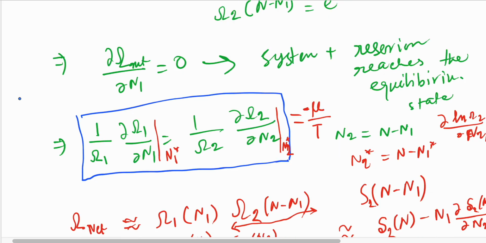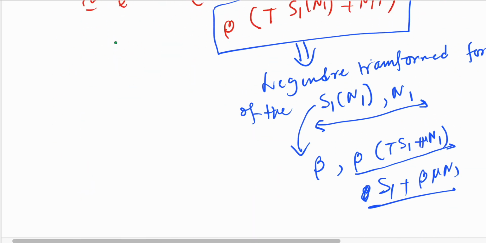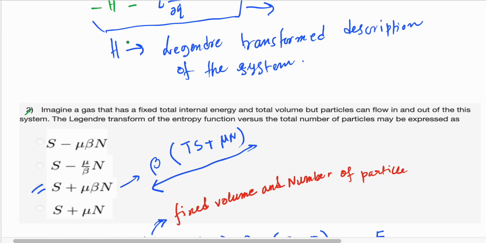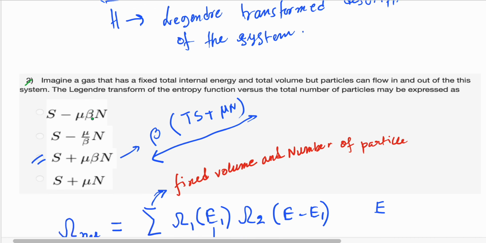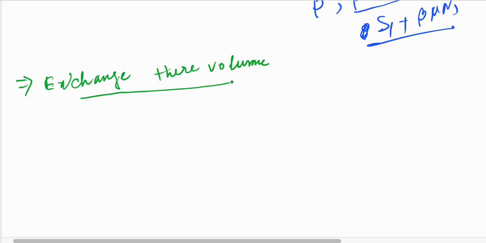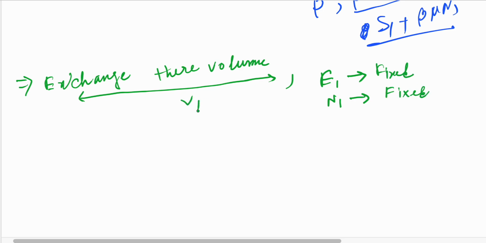Now I will mention another thing similar to these two. Suppose there are a system and a reservoir which can only exchange their volume, and all the other things are kept fixed. That means E1 is kept fixed, N1 is kept fixed, only the volume is changing.